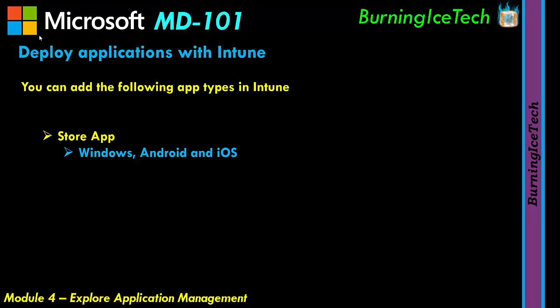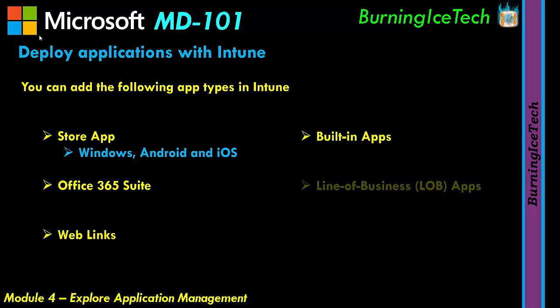Other kinds of app types you can also add in Intune are Office 365 Suite apps, web links, built-in apps, line of business apps, and also, of course, good old-fashioned Windows apps. In other words, Win32 apps. As you can see, there are a lot of app types you can add, so they've really given us a lot of choice to choose from, guys, which is pretty cool.